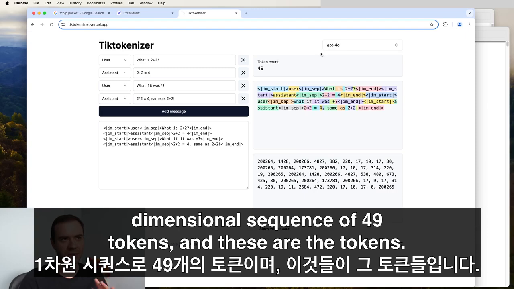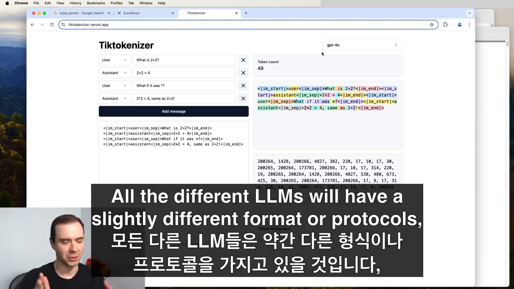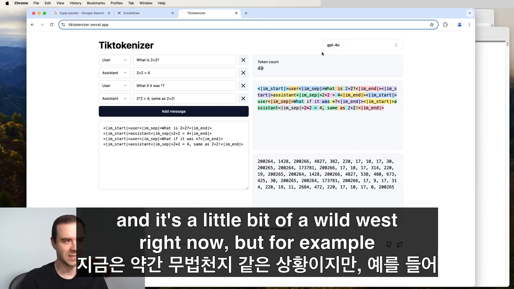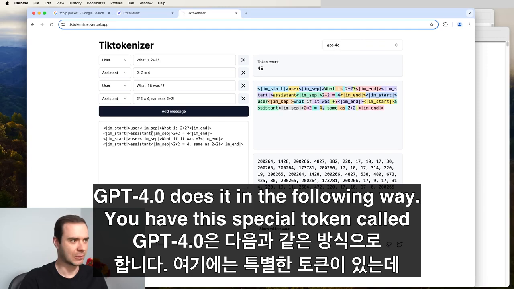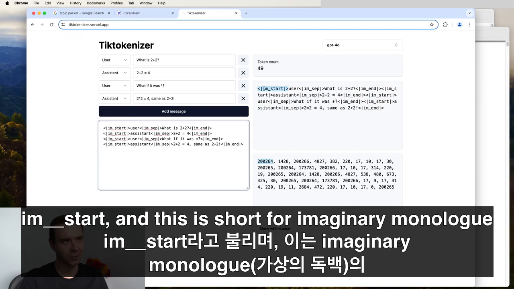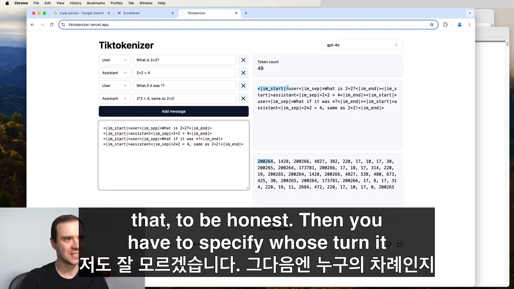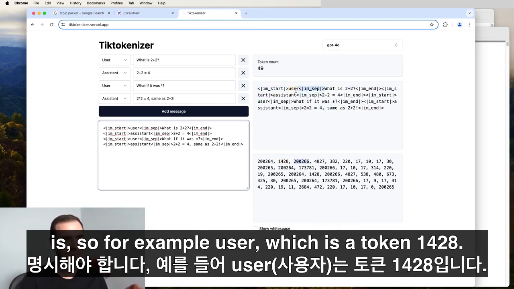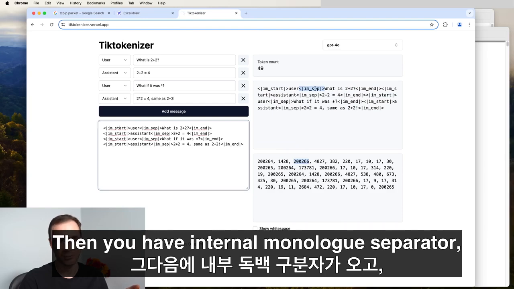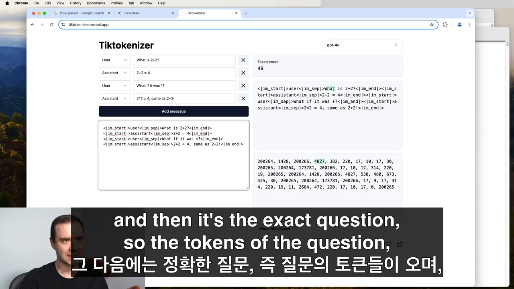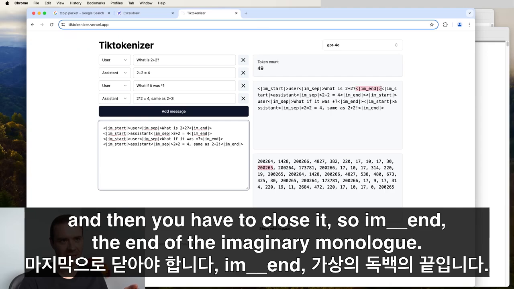All the different LLMs will have a slightly different format or protocols, and it's a little bit of a Wild West right now. But for example, GPT-4o does it in the following way. You have this special token called IM_start, and this is short for imaginary monologue, the start. I don't actually know why it's called that, to be honest. Then you have to specify whose turn it is, so for example, user, which is token 1428. Then you have the internal monologue separator, and then it's the exact question, so the tokens of the question. And then you have to close it, so IM_end, the end of the imaginary monologue.